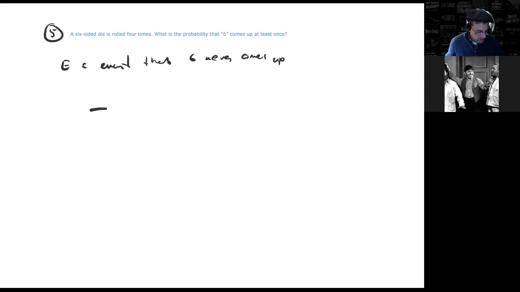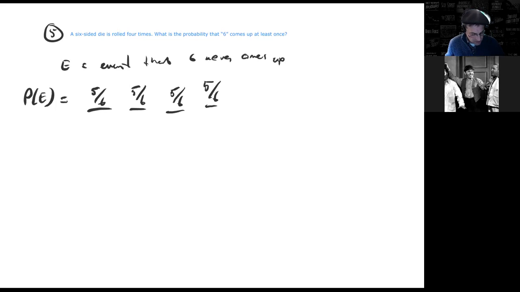So what's the probability of 6 never coming up in 4 times? Well, we performed the experiment once. There's a 5/6 probability of not getting 6 the first time, a 5/6 probability the second time, a 5/6 probability the third time, and likewise 5/6 probability of not getting it the last time. So the probability of E is 5/6 to the power of 4.